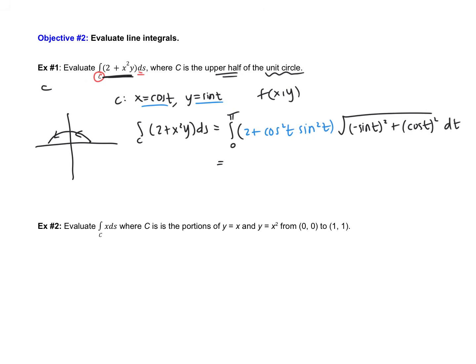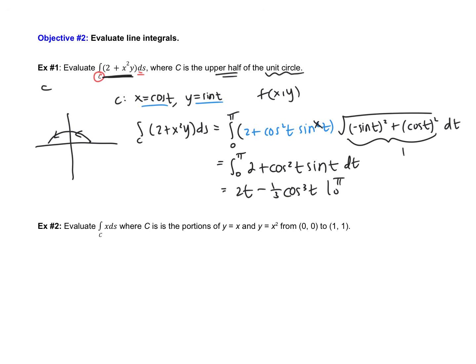So then hopefully we can see that this length is just 1. So this is going to be 2 + cosine squared t, oh, it's just sine t. Sorry, I don't know why I put a squared there. dt. So then integrating, this will give us 2t, minus 1/3 cosine cubed t, being evaluated from 0 to pi. And ultimately, that simplifies to 2 pi + 2/3.